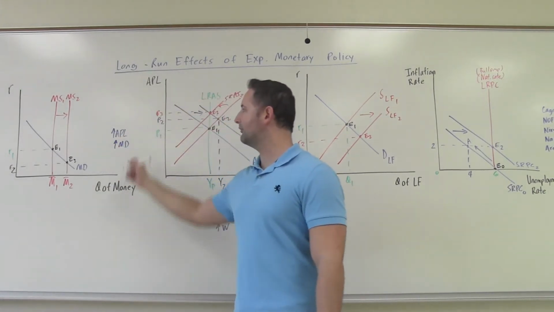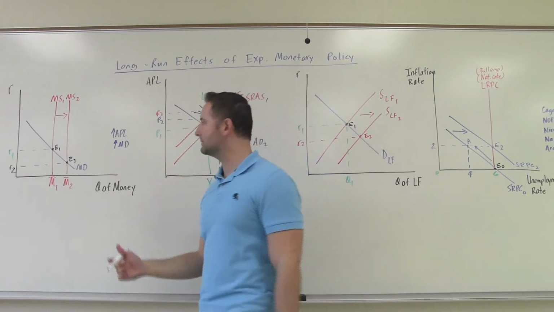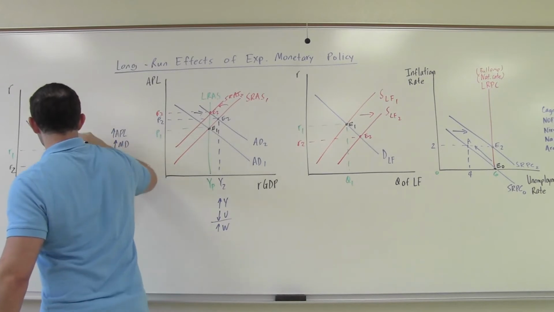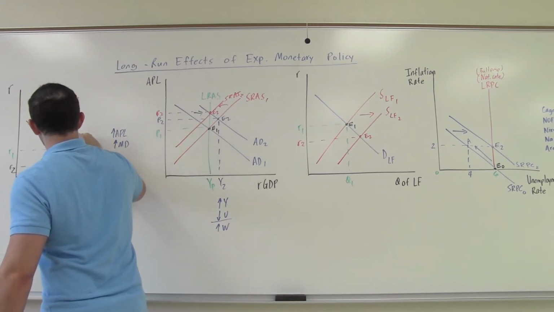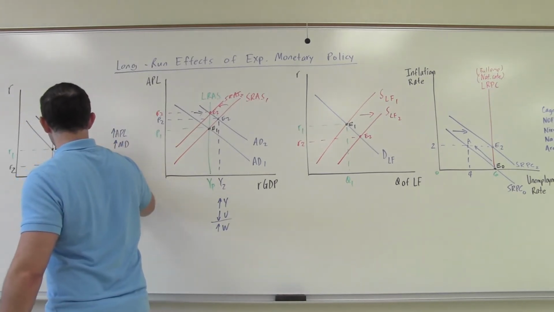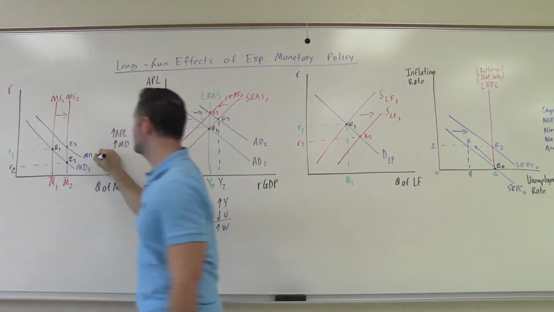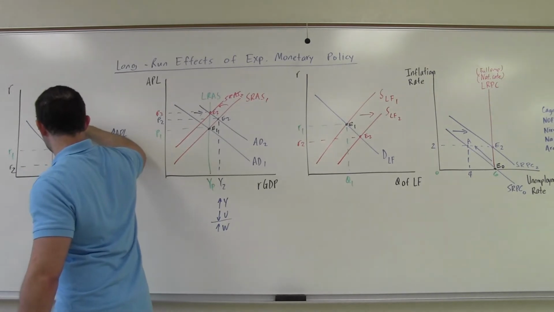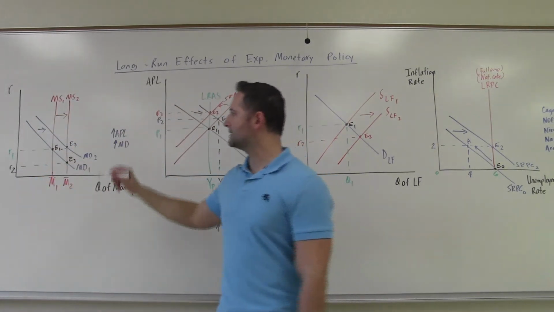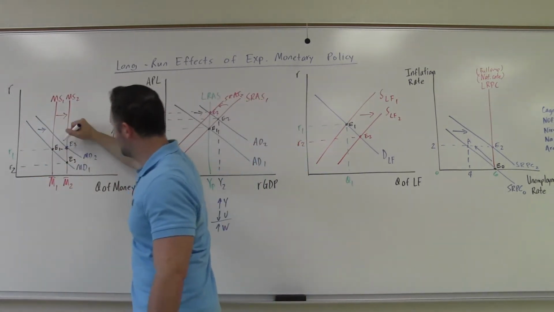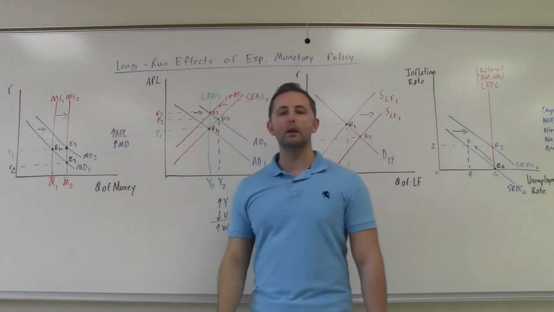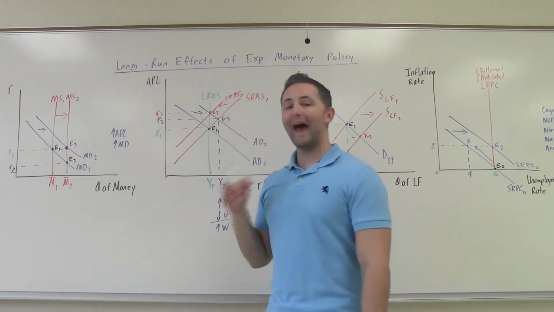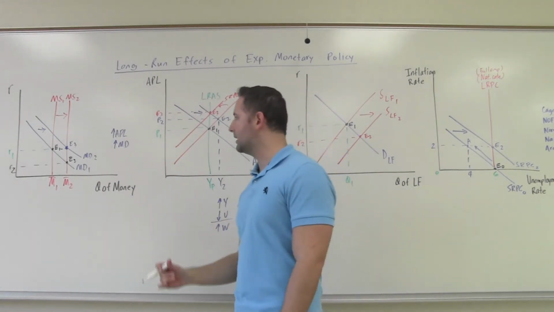When aggregate price level increases, it leads to a proportional increase in money demanded. So money demanded shifts to the right. It doesn't just shift randomly to the right though, because that is a proportional increase. What it does do is it brings us back to our original interest rate. So at E3, we are at the same exact interest rate that we were at originally at E1. So in the long run, increase in money supply has no effect on the interest rate.